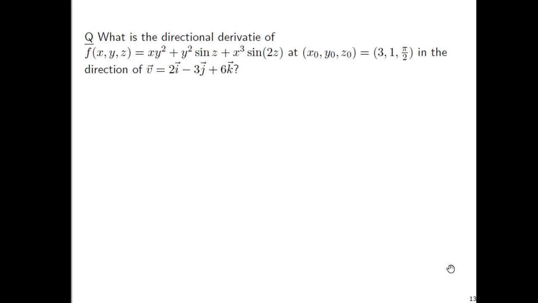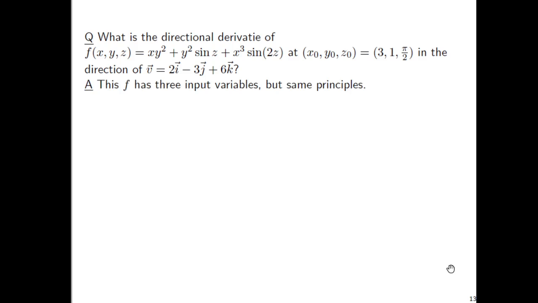But f of x, y, z, 3 input variables, equals x y squared plus y squared sine z plus x cubed sine 2z. I'd like the directional derivative of this function at the point (3, 1, pi over 2) in the direction of 2i minus 3j plus 6k.